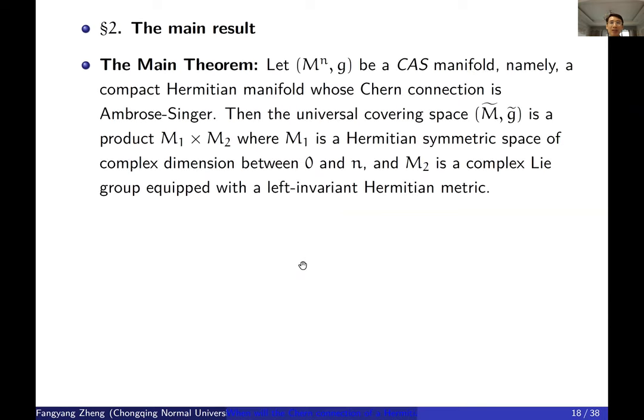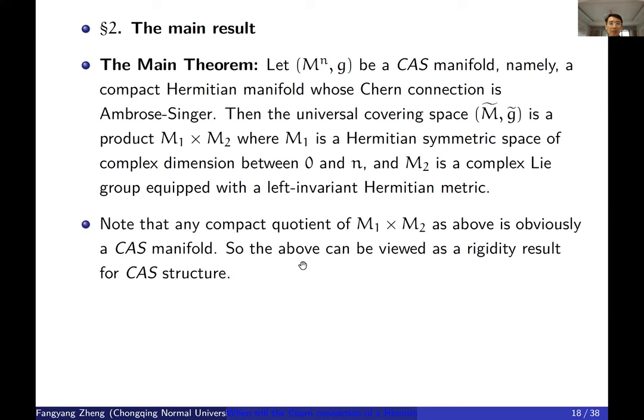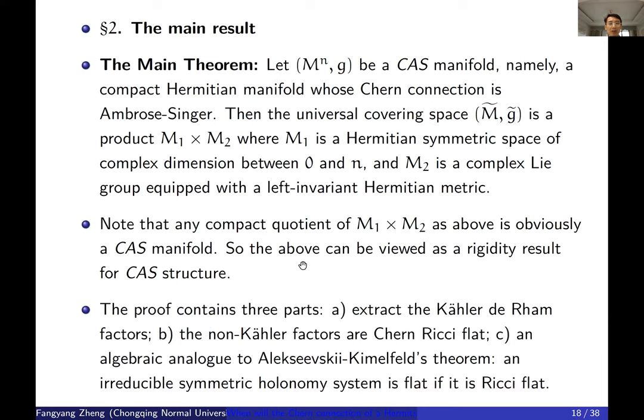So our main result basically says that there's no non-trivial test manifold. So it's a negative result, right? In a way, it fits our expectations. Namely, if the Chern connection is Ambrose-Singer, then it has to be either Hermitian symmetric or Chern flat. So that's the result. In a way, it's kind of a negative non-existence result or rigidity result.